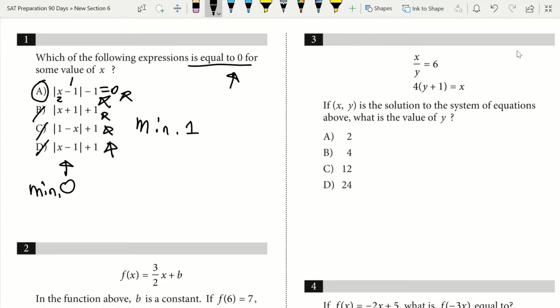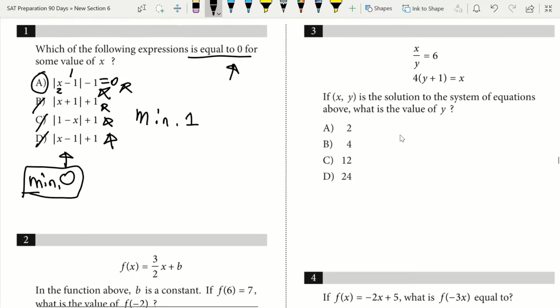So the thing to put in your notes here is that the absolute value sign means that you're going to have a minimum of 0. That's really important for the SAT math section, understanding that absolute value is going to have that minimum at 0. So as long as you understand that, that's really the big tip for number 1. So that should go in your notebook.